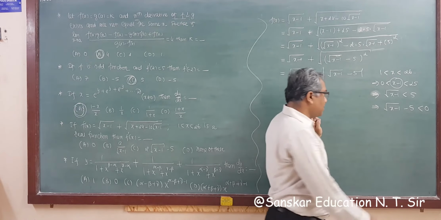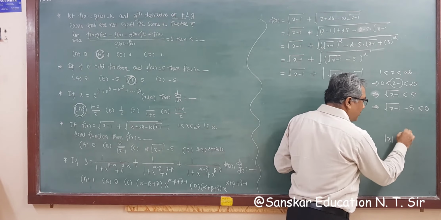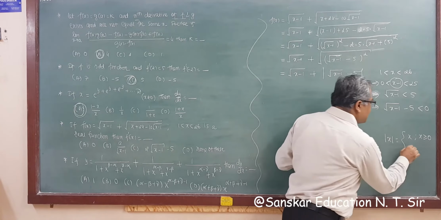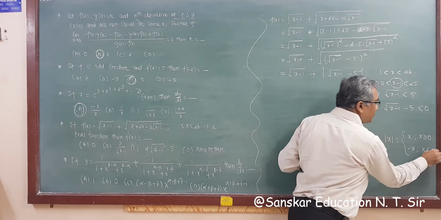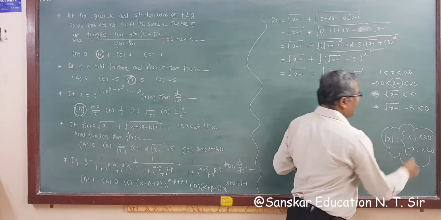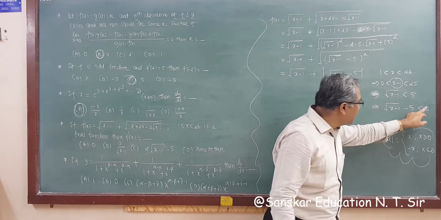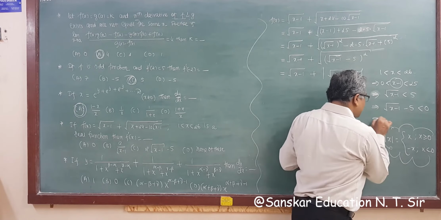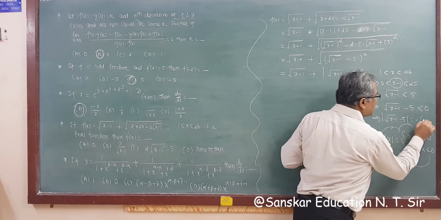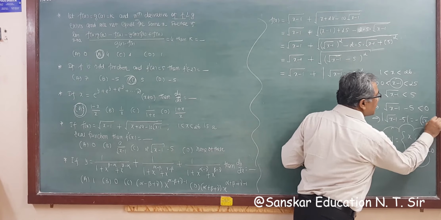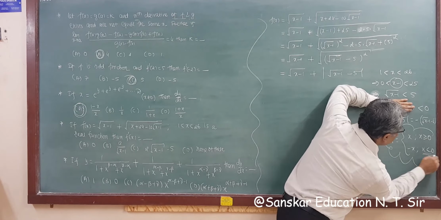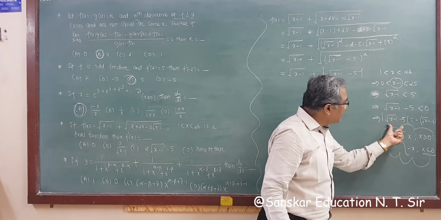Now recalling the definition of the modulus function. The modulus of x is equal to x if x is greater than or equal to 0, and the answer is minus x if x is less than 0. This is the definition of the modulus function. So applying this condition here, root x minus 1 minus 5 is less than 0. That is, the modulus of root x minus 1 minus 5 is equal to minus of root x minus 1 minus 5 is the answer, because x is less than 0, then the answer is minus x.